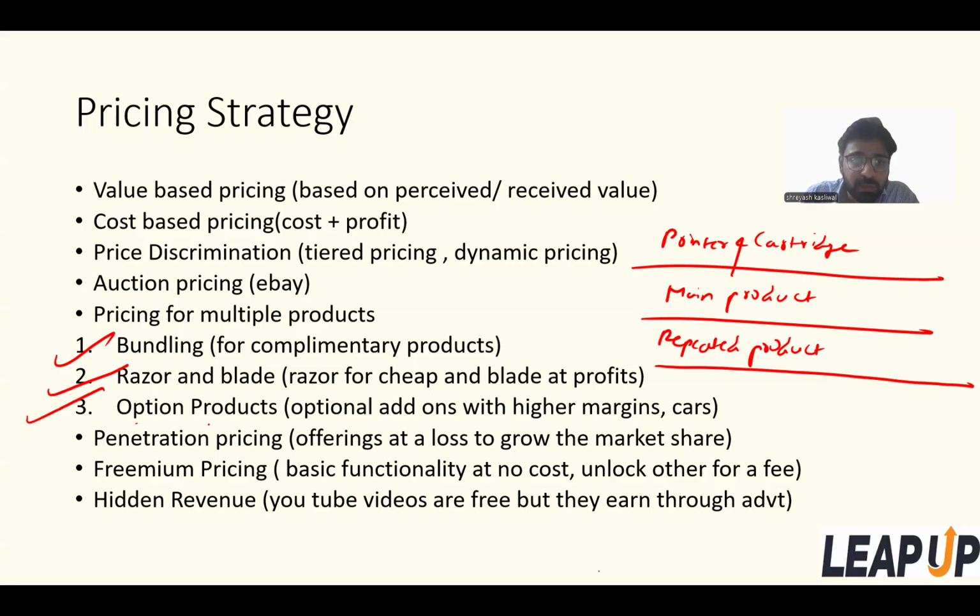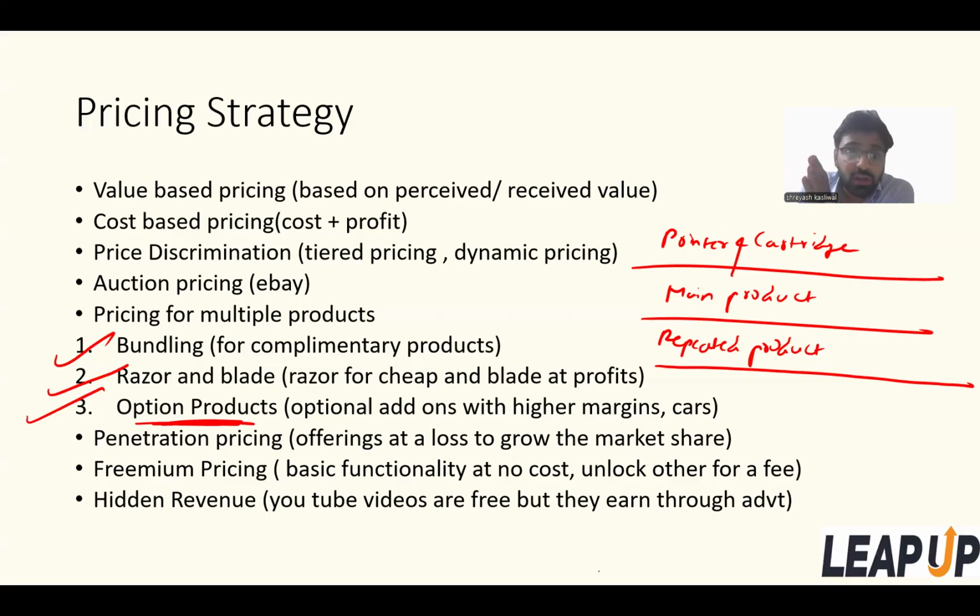The next one is optional products, sir, where I give add-ons with higher margin. You will see a lot of times when you buy a car, the base model is for a certain price, but if you want an upgrade, a music system, XYZ speakers, ventilated seats, or some other add-on, these add-ons will always be expensive, and the car dealers will try to earn more margin on them. That's where they will make the most amount of profits.